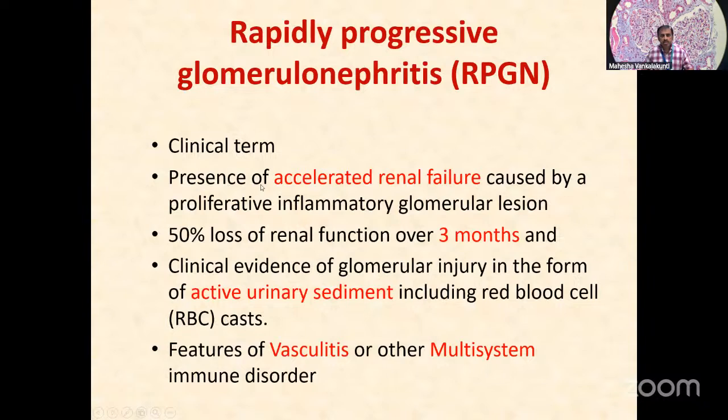As everyone knows, the RPGN definition is an accelerated renal failure because of the glomerular destruction. So this should have been a non-proliferative. So it's an error here. And the loss of this renal function is over a period of 3 months, and that is being reflected in the urine as a very active sediment, and the presence of multisystem involvement would put the vasculitis at the top of the differential.